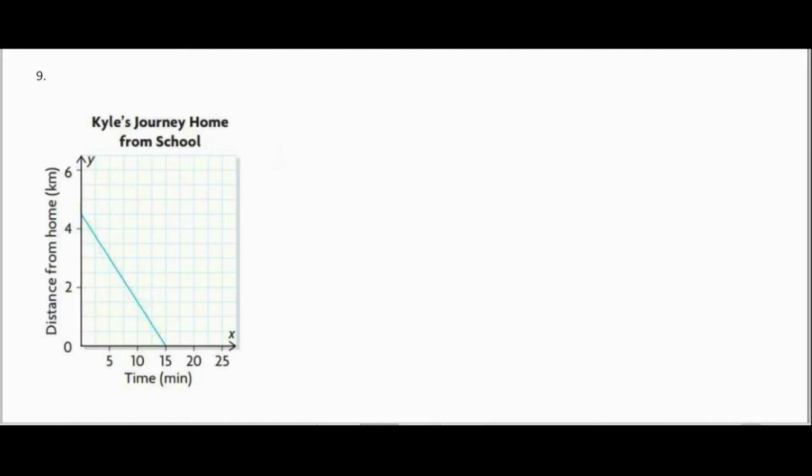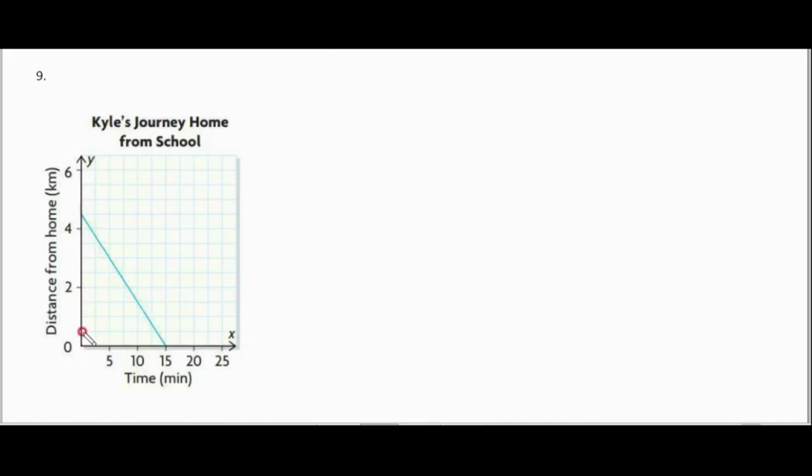This is question 9. This question shows a graph of Kyle's journey from school to home. It asks for the distance between home and school, that's question A, and the speed of Kyle for question B. So first, let's find the distance.